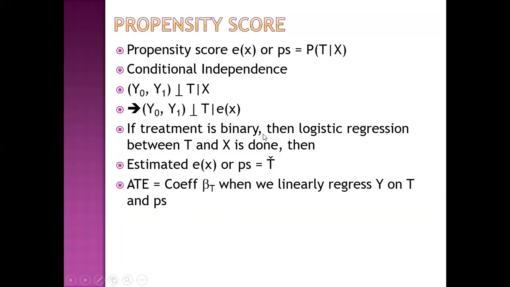If treatment is binary, then logistic regression between T and X can be done. And then the propensity score is the predicted T here. And average treatment effect is the coefficient beta sub T when we linearly regress Y on T and propensity score. So propensity score is after logistic regression and ATE is after linear regression.